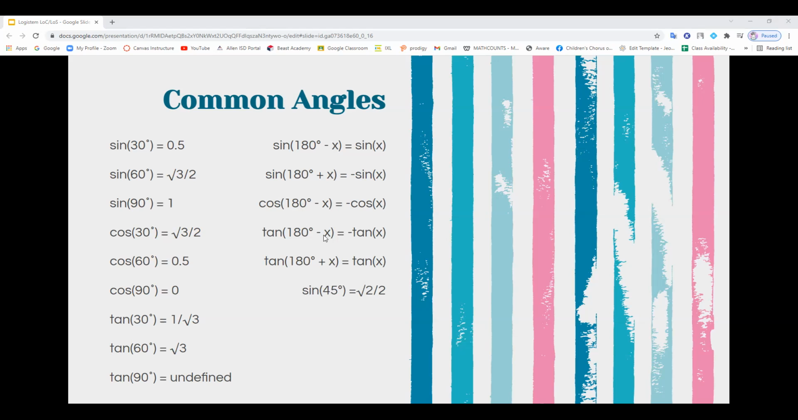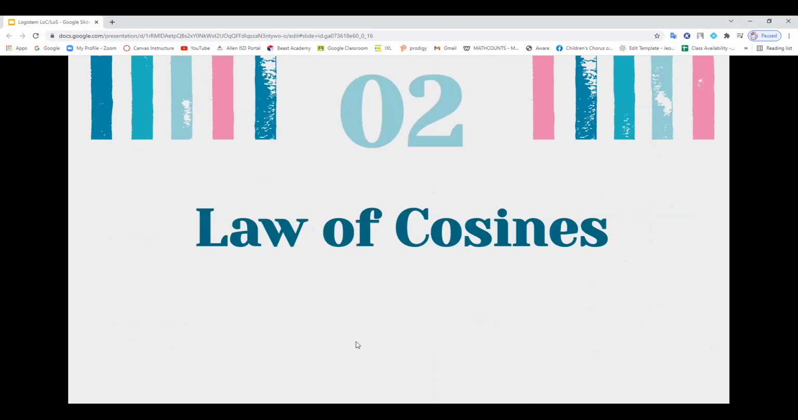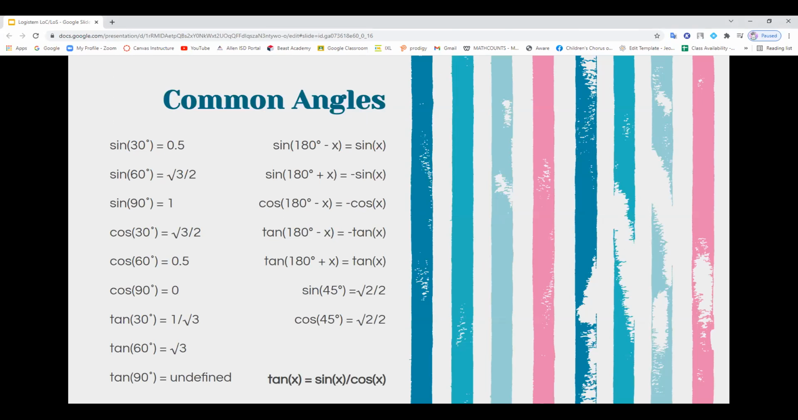All right, sine of 45 degrees is equal to root 2 over 2. Cosine of 45 degrees is equal to root 2 over 2 as well. And this is also because tan of x equals sine of x over cosine of x. So if we look here, using this, we can also find that tan of 45 degrees is equal to root 2 over 2 divided by root 2 over 2. So this is just going to equal 1.